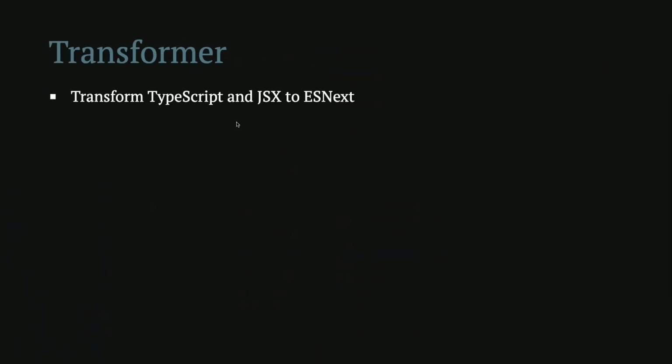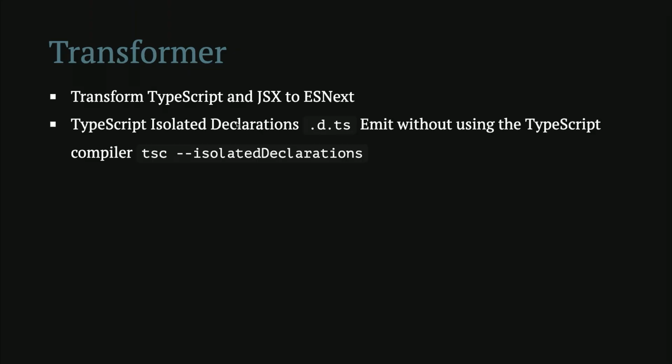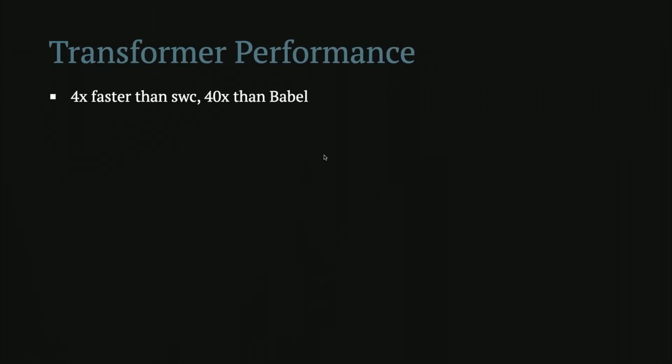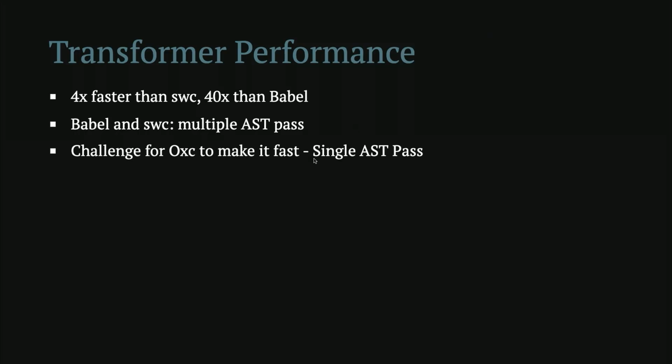And for the transformer, we can transform TypeScript to JSX. There's also isolated declarations, so TSC isolated declarations emit. For its performance, it's 4 times faster than SWC and 40 times faster than Babel. Babel and SWC use multiple AST passes. In a normal compiler design, for one AST, you run it once, twice, 3 times to get your result. In Oxc, we try to do a single AST pass.